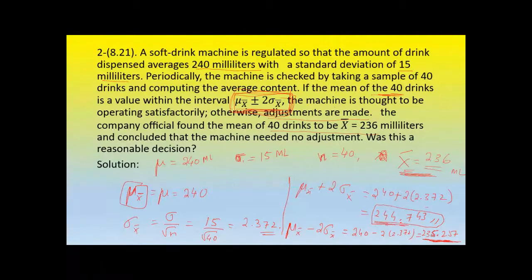244.7 is the upper limit. Do you believe that this sample mean is falling in the interval? Check. Yes, 236 is obviously greater than 235 and lesser than 244. So this sample is falling in this interval. Therefore, your machine is working satisfactorily. No adjustments are necessary. That's the conclusion. Okay? This is interval estimation. We estimate whether the sample mean is falling in this interval or not. Okay, that's the end of this problem.